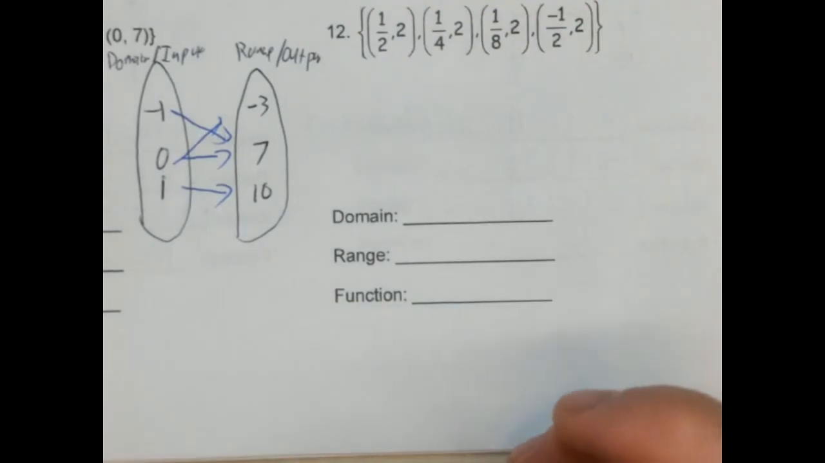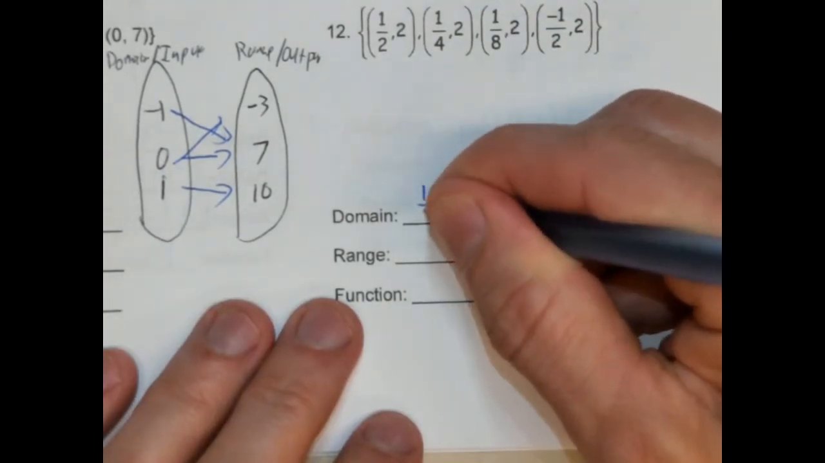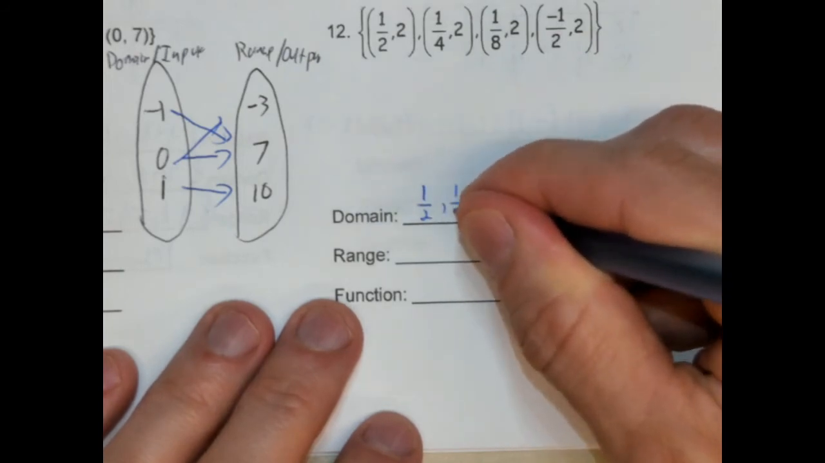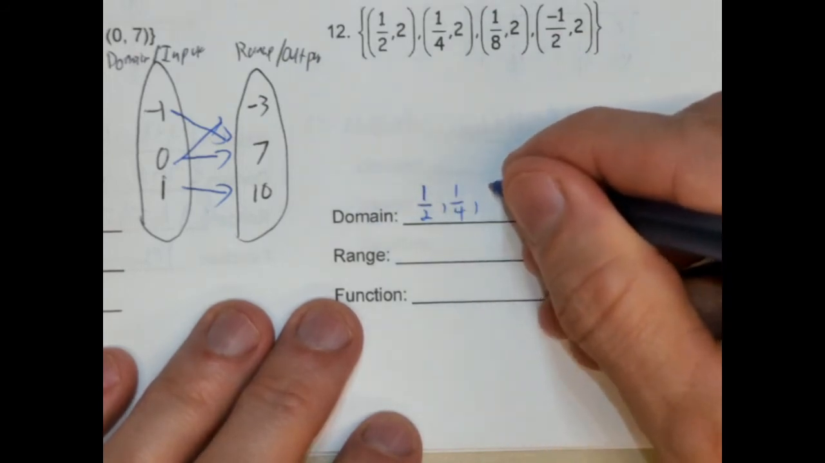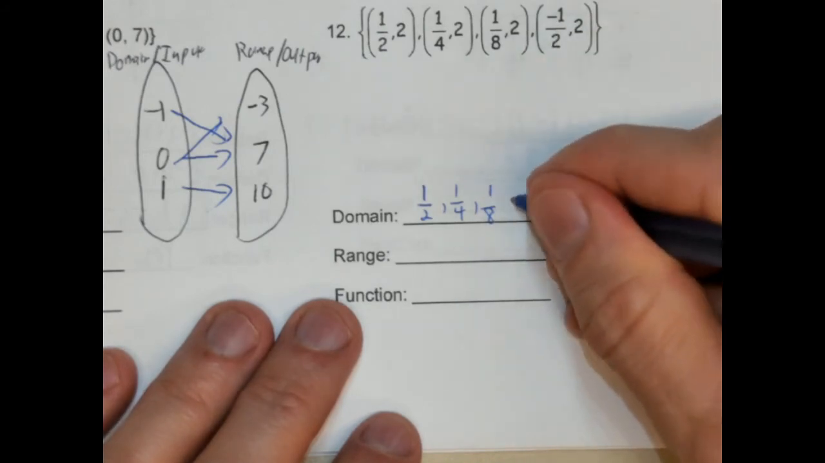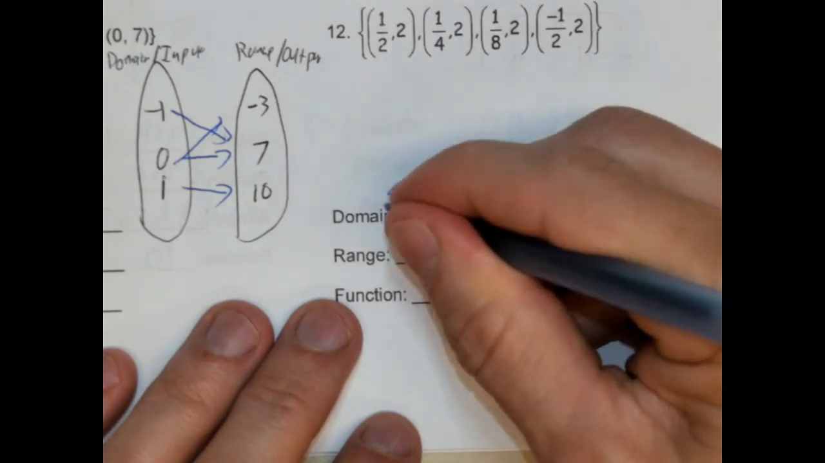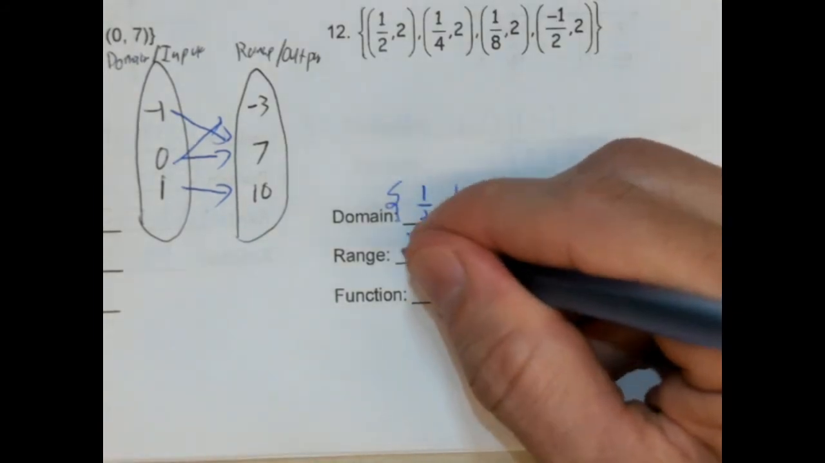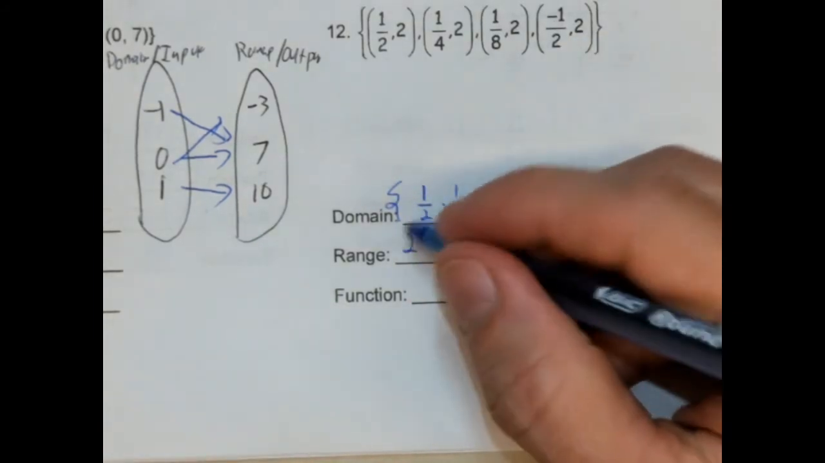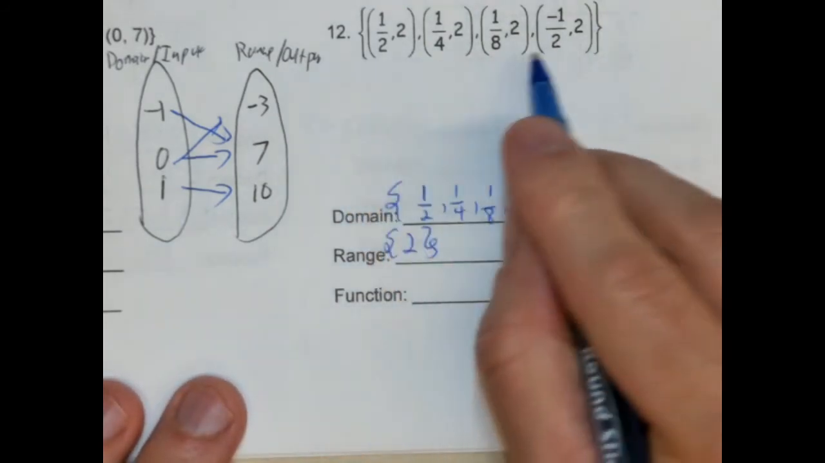All right, last one. Okay, so domain. We have 1 half, 1 fourth, and negative 1 half. Okay. The range is going to be 2, and they're all 2. Okay, that's straightforward. Is it a function? Yes, because none of the x values repeat.